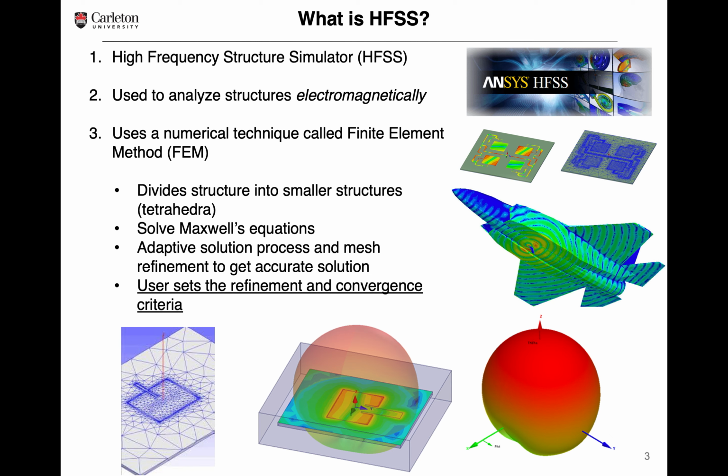But of course, if you want to get a very accurate solution, that usually means you have to run it for a longer period of time. But the idea is you, the user, will set the convergence criteria, and you always have to check for convergence to make sure that the results make sense. So HFSS will not tell you if the results are correct or not. You have to figure this out for yourself, and we'll go over that today.